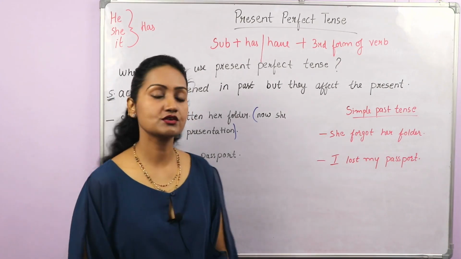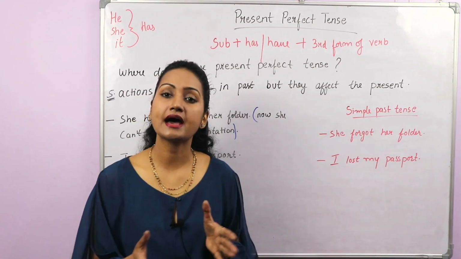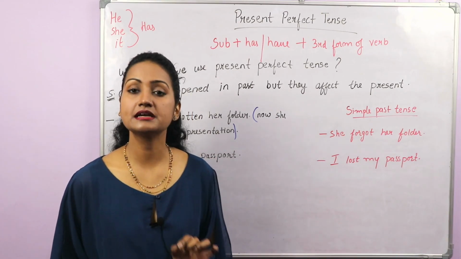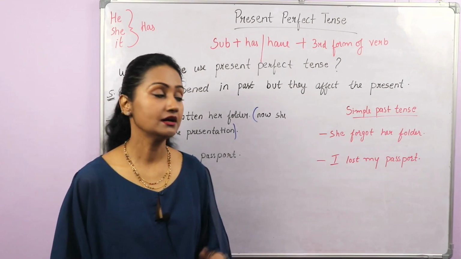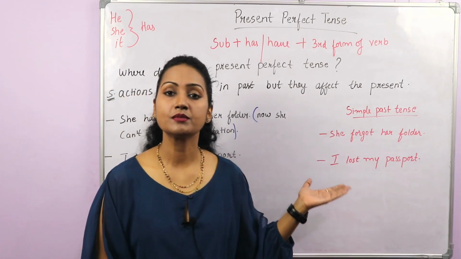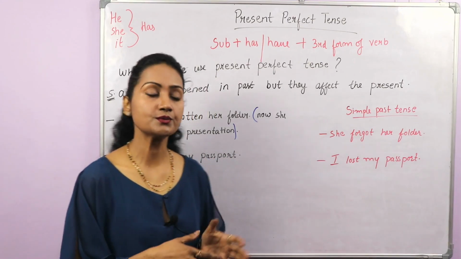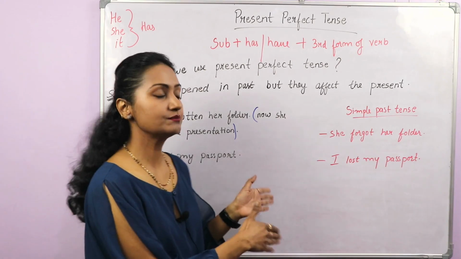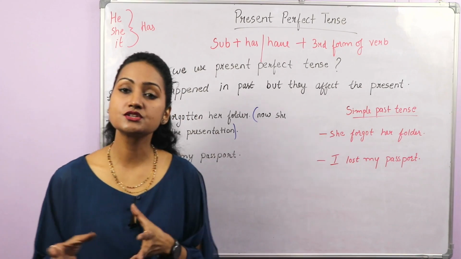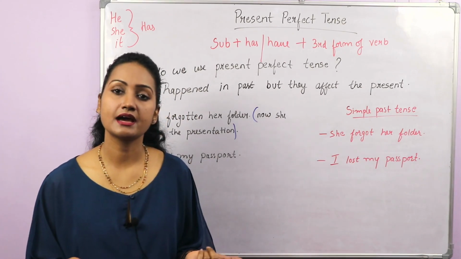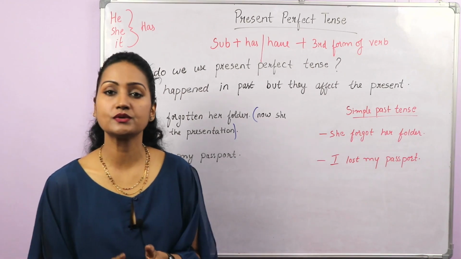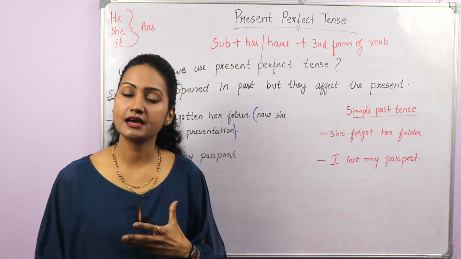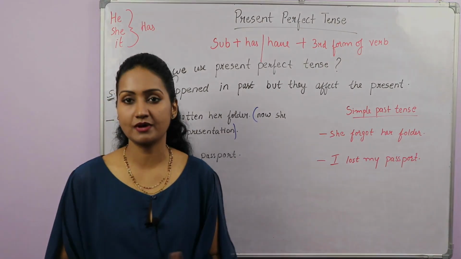Okay, when I say I lost my passport, that means this action happened in the past and it doesn't continue till present. Okay, it doesn't affect my present. Now I lost it last year but I have found it now. So this is the difference between present perfect and simple past tense. When an action, a situation happened in past and still affects your present, then you will use present perfect. But when something happened in past and ends there, that is simple past.